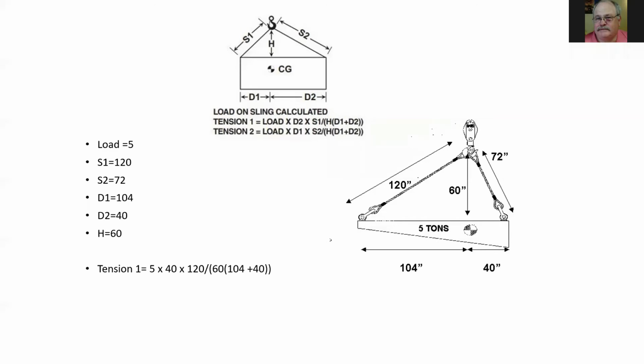And the tension of sling 1 is equal to the load of 5 ton times 40 of D2 times S1, which is 120, divided by my height of 60, and in parentheses, 104 plus 40.